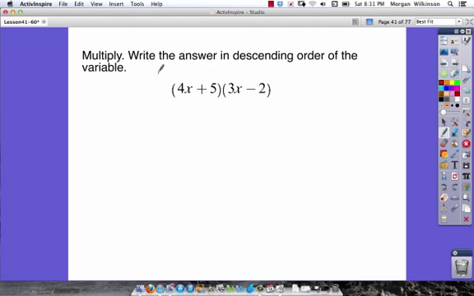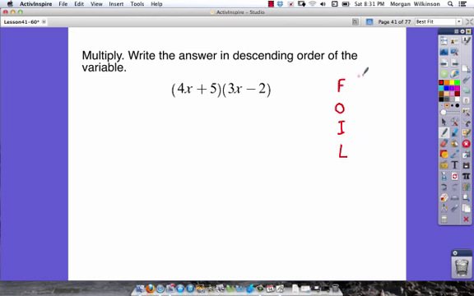We want to multiply. We want to write the answer in descending order of the variable. Now this problem has two binomials. The first binomial within parentheses, it's a binomial because there's two terms. The second binomial in parentheses because there's two terms in there. The method that we're going to use for this is called the FOIL method. F-O-I-L.